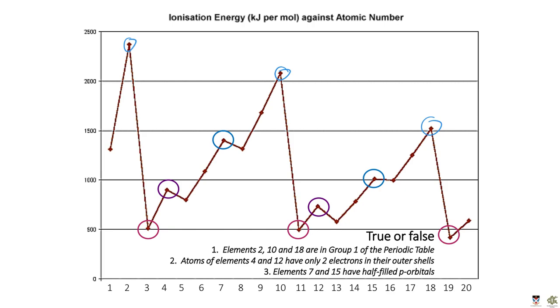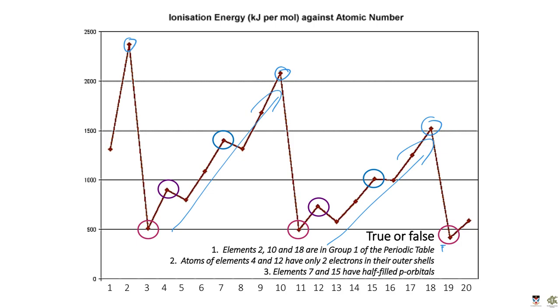We find them at the end of each one of the periods. As you follow the trend across the period, we know there's an increase in the ionization energy. So they'll all be in group 18 or group 8 or group 0 of the periodic table. So option number 1 there is false.